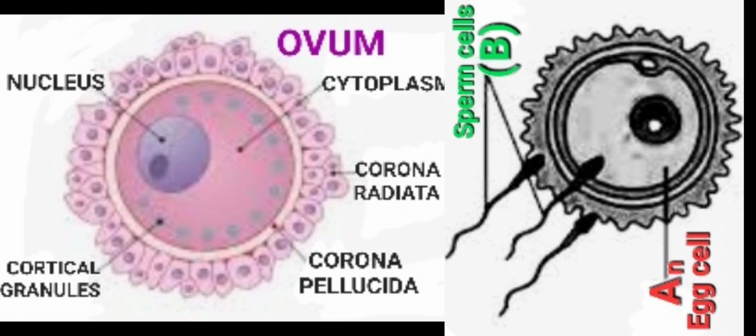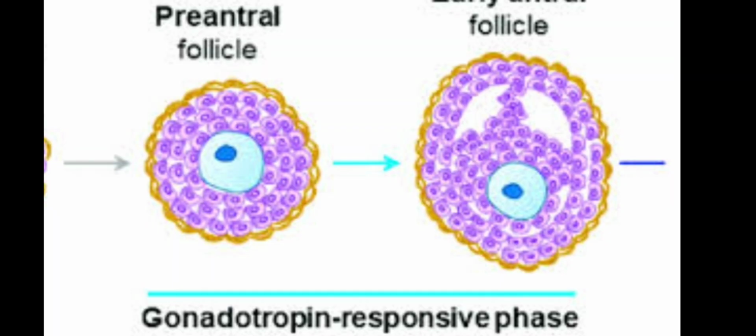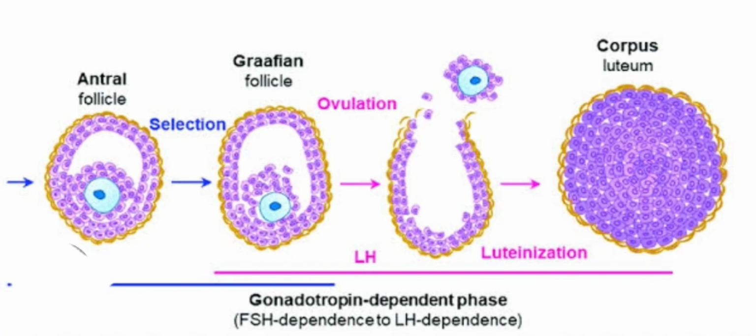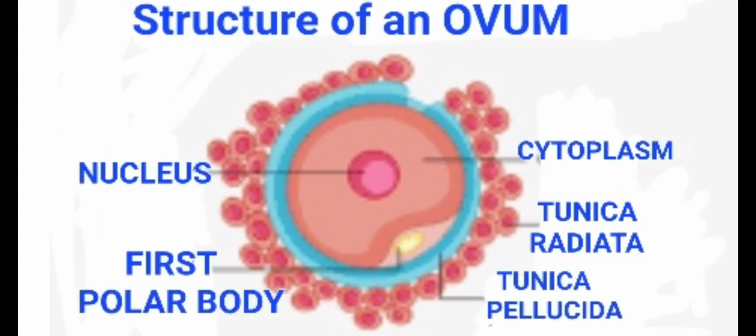The human ovum passes through several stages of development, starting from the primordial follicle, moving on to the primary oocyte, secondary oocyte, which passes through the stages of Graafian follicle, and finally the entirely mature ovum.